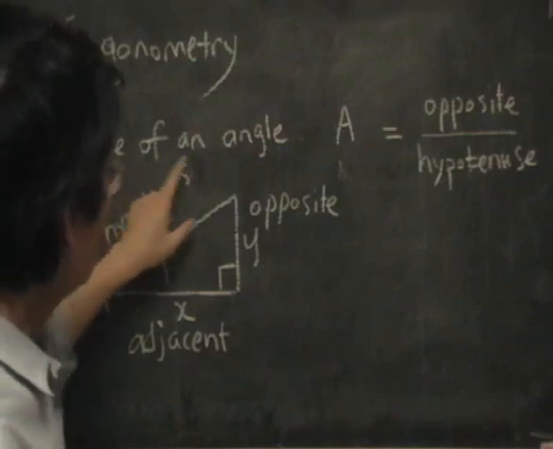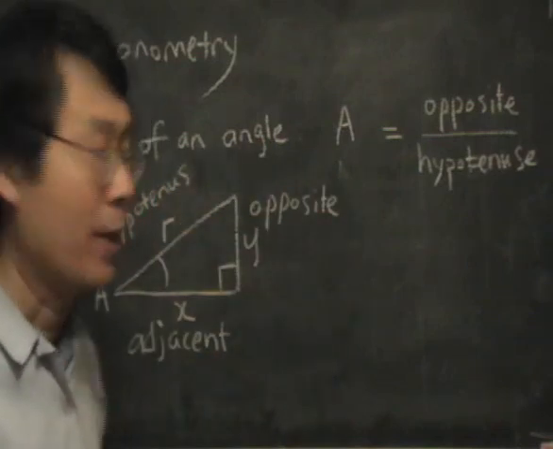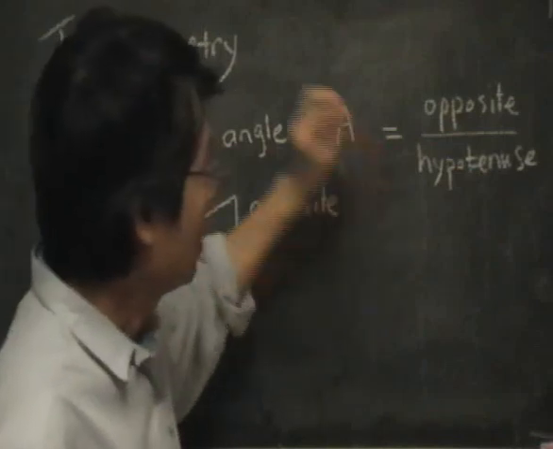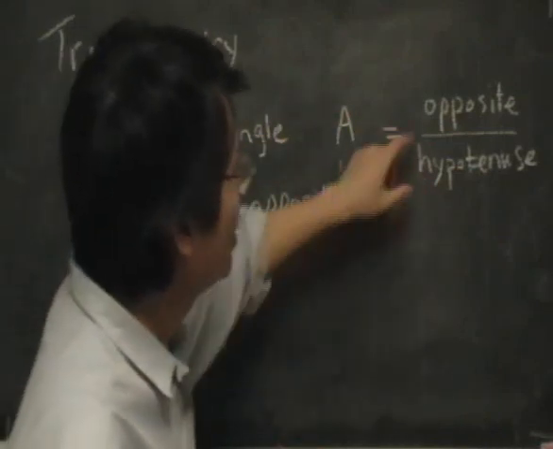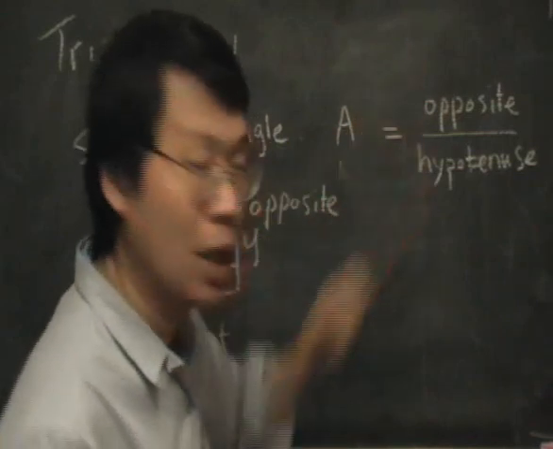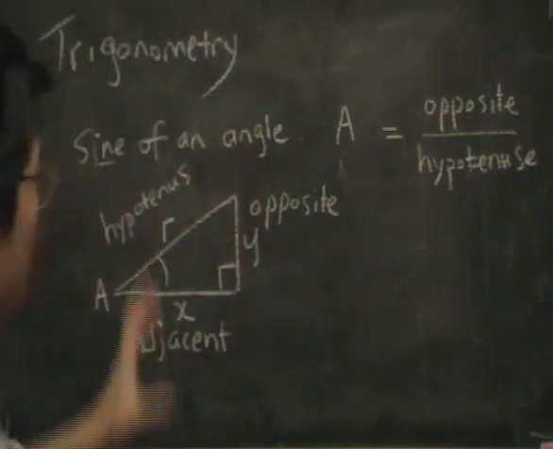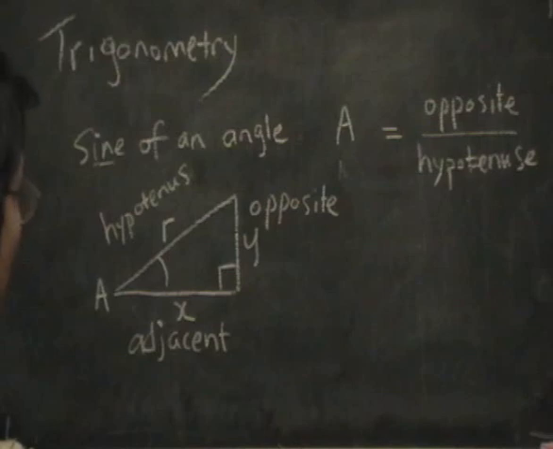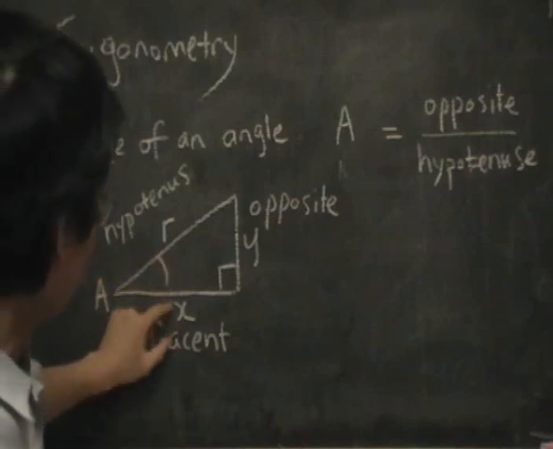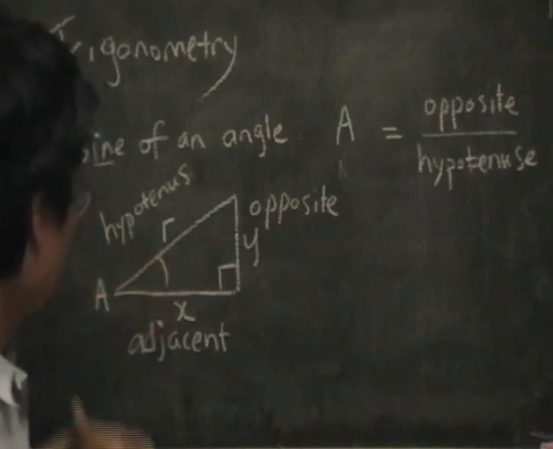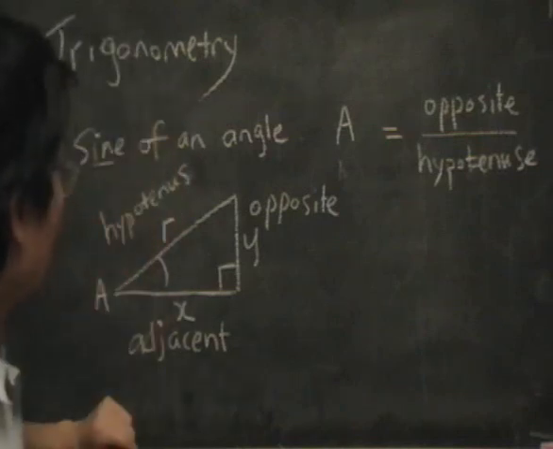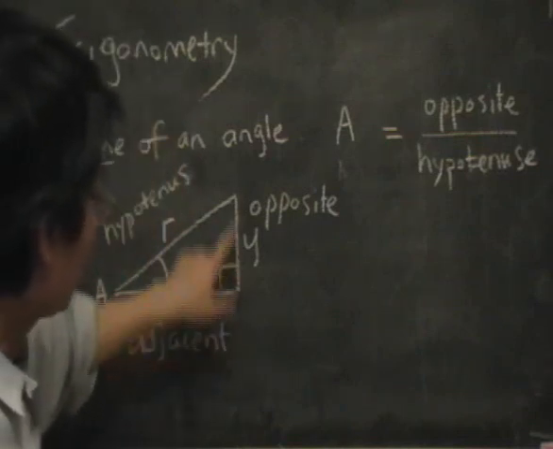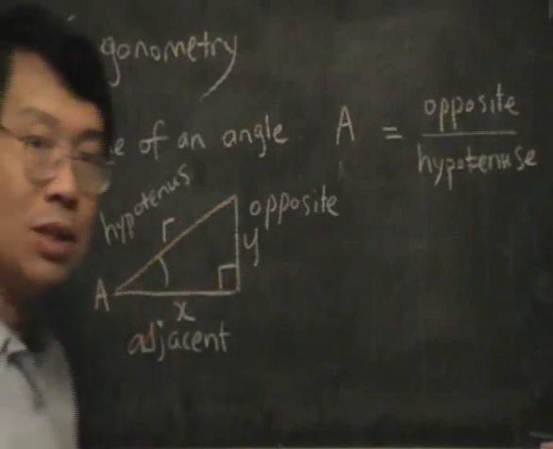Now the sine of an angle A, as I said, is given this meaning, alright, that it is equal to the opposite over the hypotenuse. Now what does that really mean? It means that if I have a certain angle of so many degrees, then the sine of the angle is equal to the length of this side divided by the length of that side.